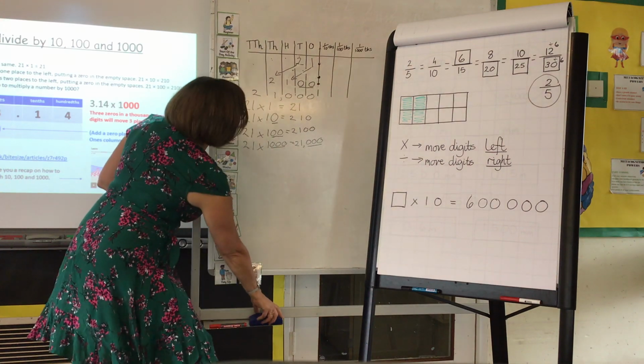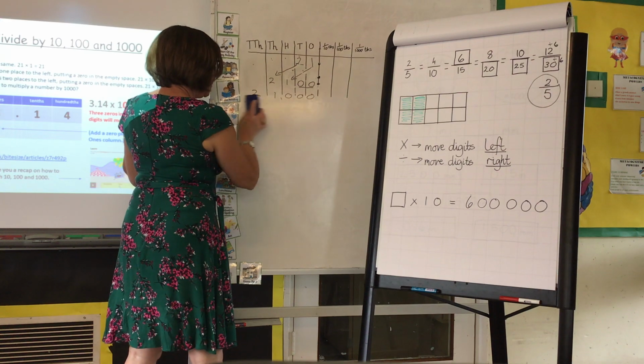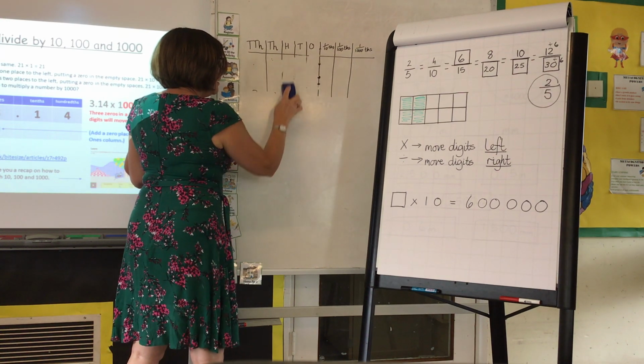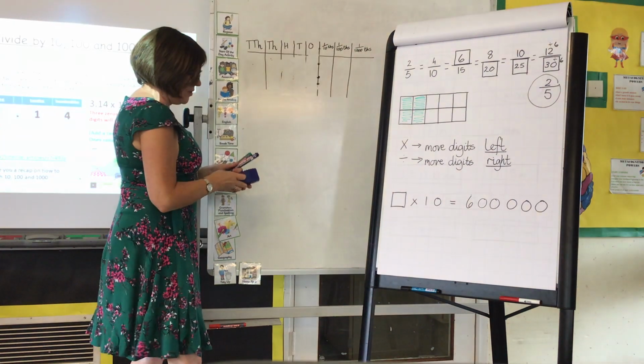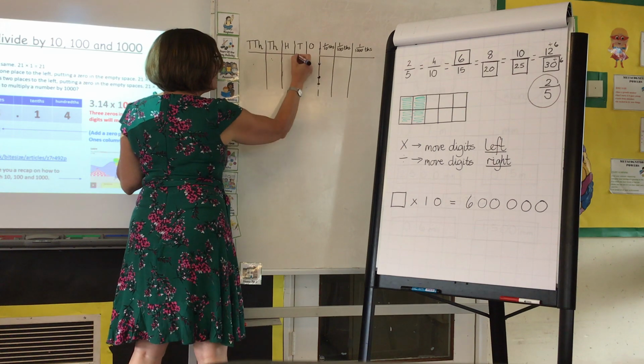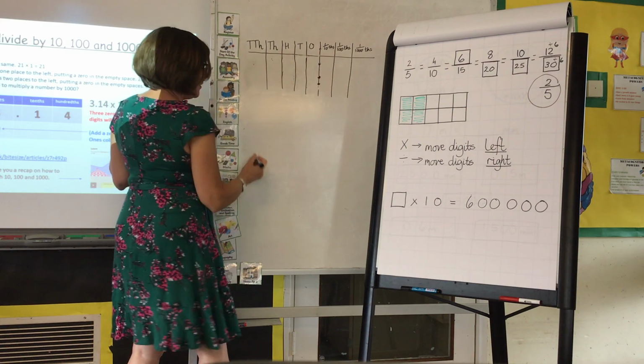You do exactly the same thing to divide, only this time when you're dividing and you're sharing out, the number is getting smaller. So because the number is getting smaller, you're moving this time to the right. So let's do the same thing, and make sure the decimal point always stays the same.